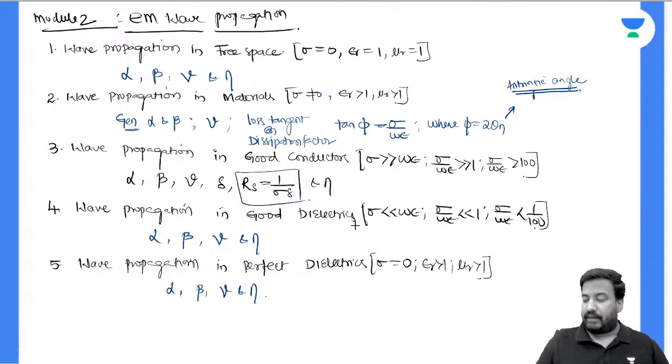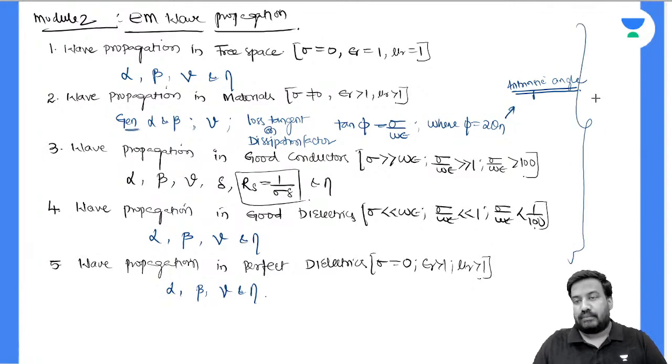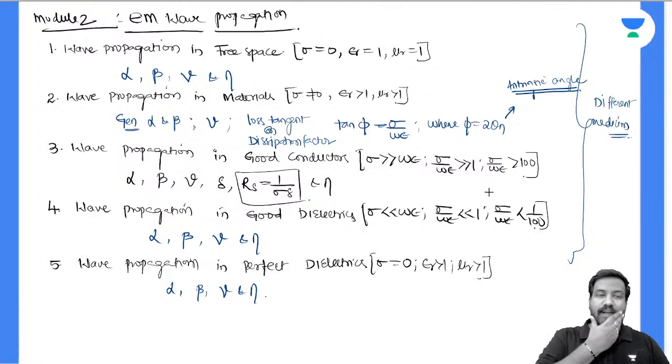Let us see a comparison of different quantities in different mediums. These 5 topics put together is nothing but wave propagation in different mediums. Let us do a comparison of this.